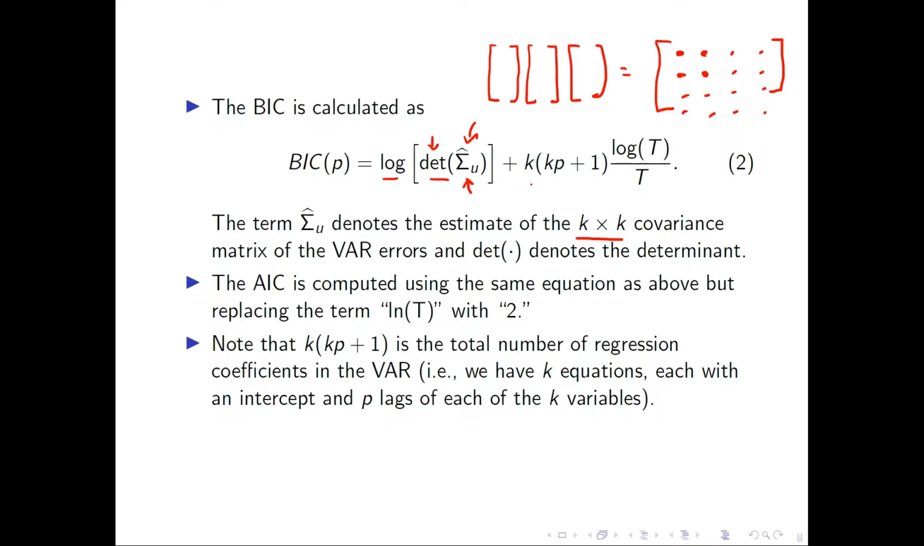And the penalty term here is the number of variables or time series in the VAR framework times 1 plus the number of variables times the number of lags. So if you add variables or lags to the model, this term actually gets large very quickly.